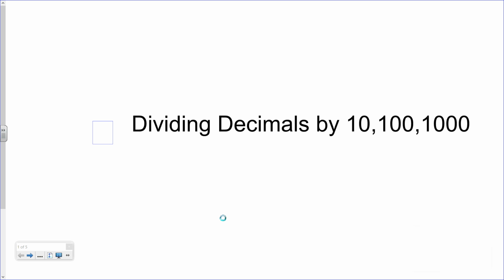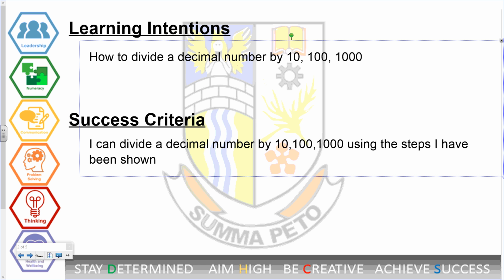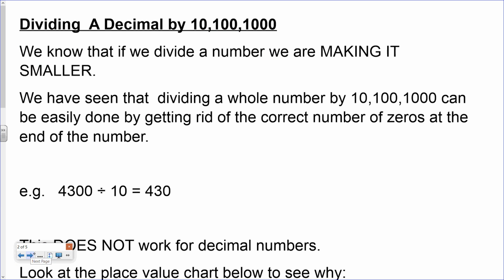This video looks at dividing decimal numbers by 10, 100 and 1000. So we should be successful by the end of this if we can divide any decimal number by 10, 100 or 1000 using the steps that you will be shown.